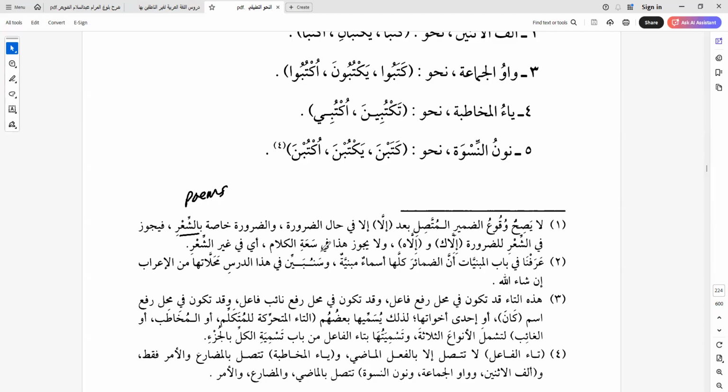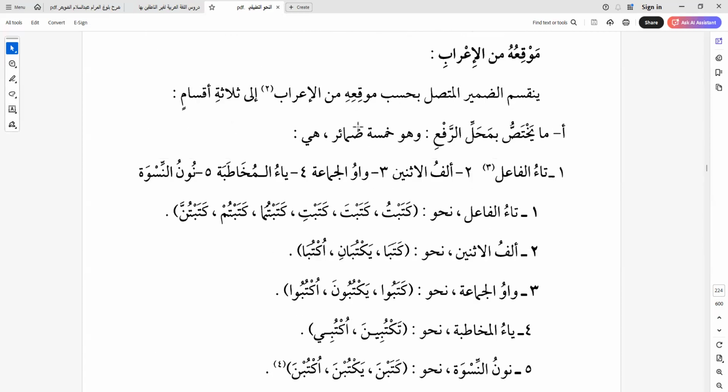ولا يجوز هذا في سعة الكلام. This is not permitted in general Arabic, kalam or speech. أي في غير الشعر, when it is not in the poem. So if you are a poet, you have poetic license. You can mangle any language the way you want, as far as you do that to achieve specific poetic objectives, such as one of them being the rhyming.